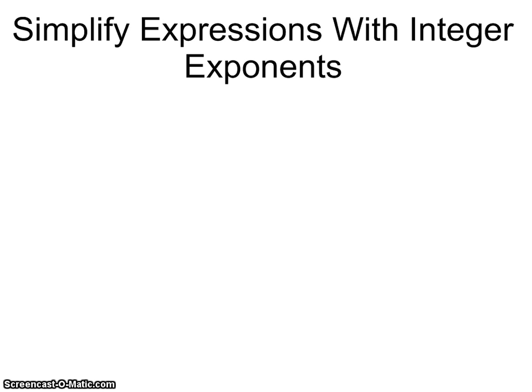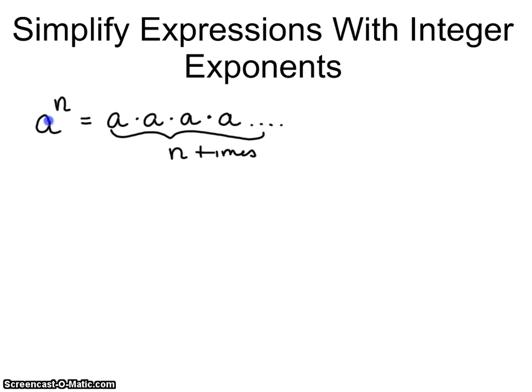Hi students, in this video we're going to simplify expressions with integer exponents. So first, just a quick review of some of the properties related to integers. A power written in the form a to the n, where a is the base and n is the exponent, simply means to multiply a by itself n times. Okay, so that's your basic concept for an exponent.